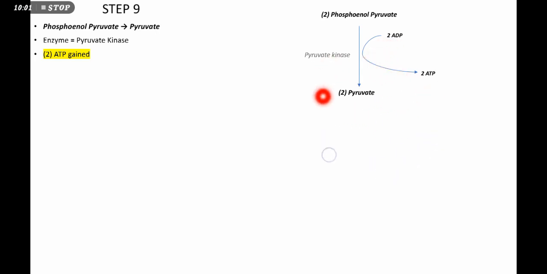Hence, pyruvate, the compound now formed, does not have any phosphate anymore. And this is the end product of glycolysis. Two pyruvate were formed from one glucose. This is the final step, but this step is irreversible, right? This step is irreversible, hence of regulatory importance.